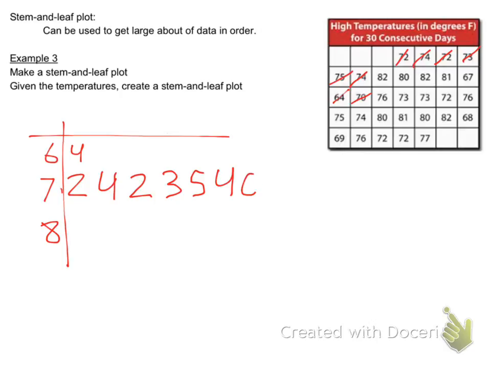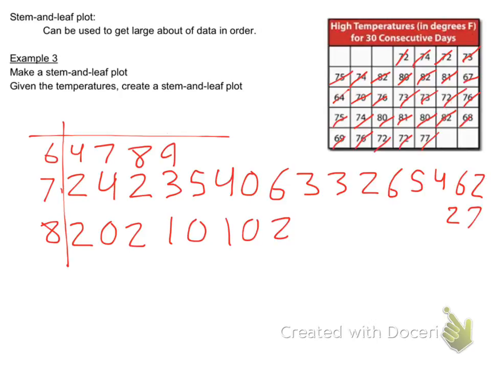70. Add a 0. Oops, I'm going in the wrong place. 82. 80. 82. 81. I'm going to pause the video and keep going. I ran out of room there. So normally you hopefully would never have that happen. But I now have all the numbers used. All of the numbers are used. I'm now going to go back.